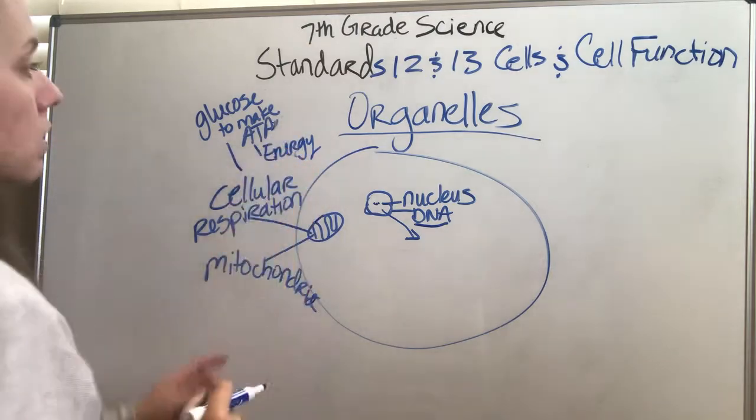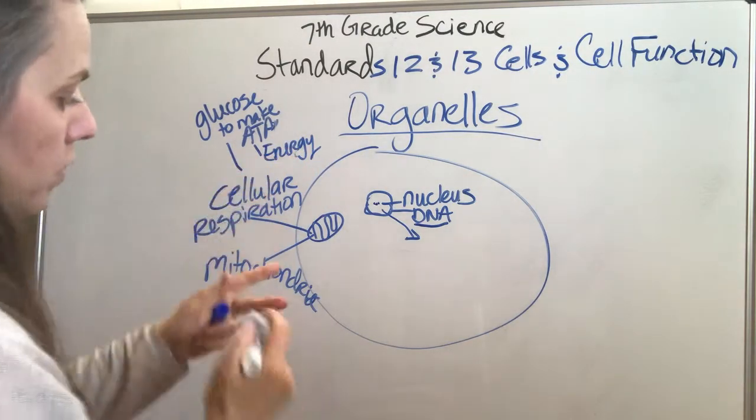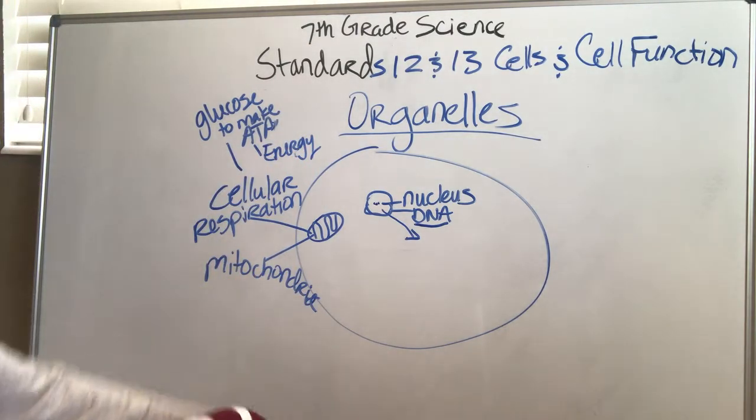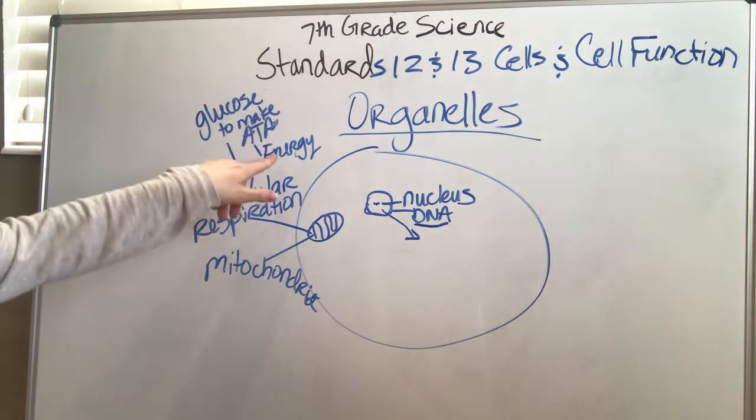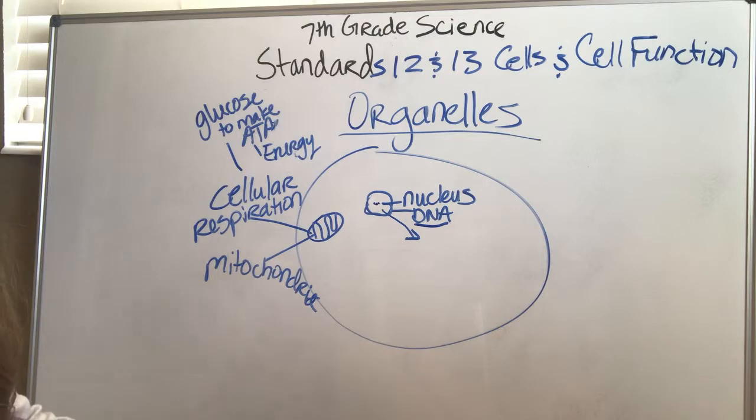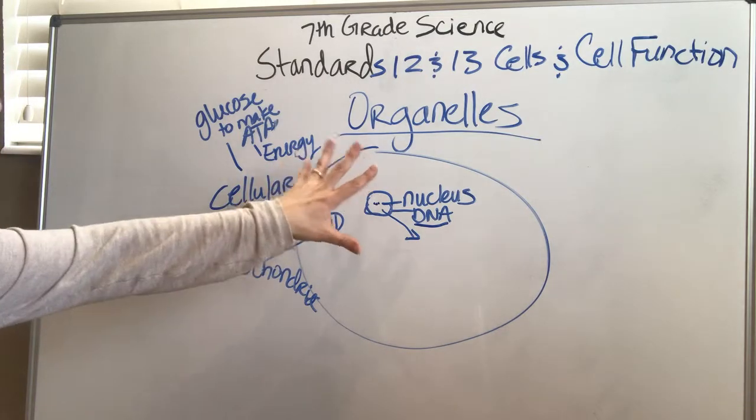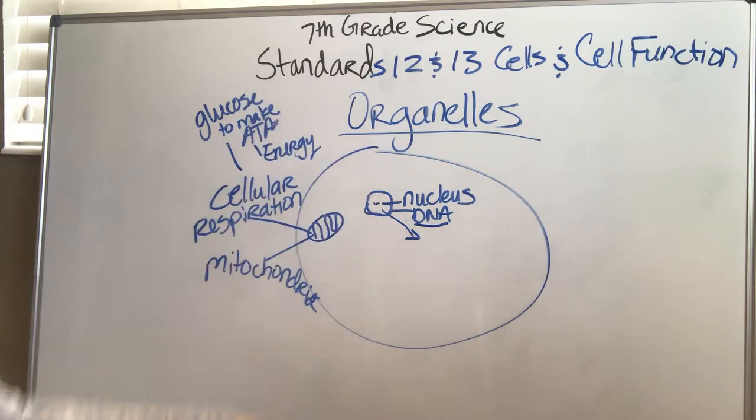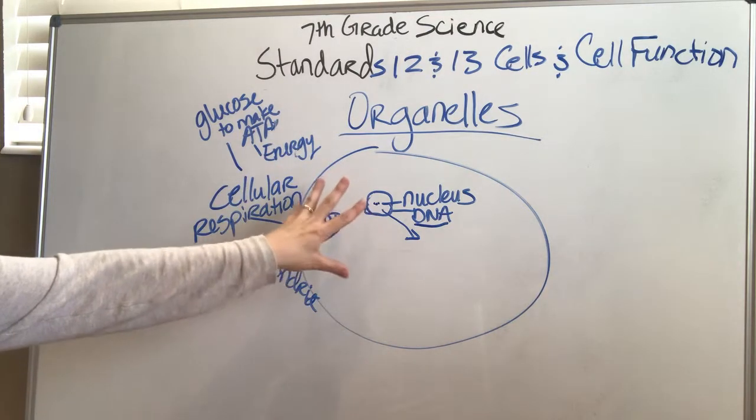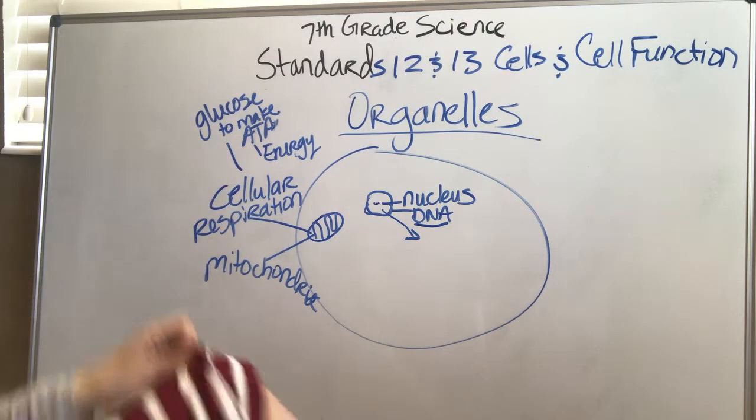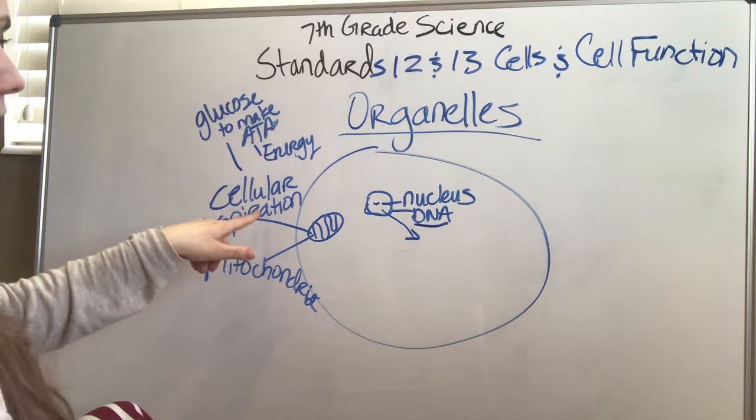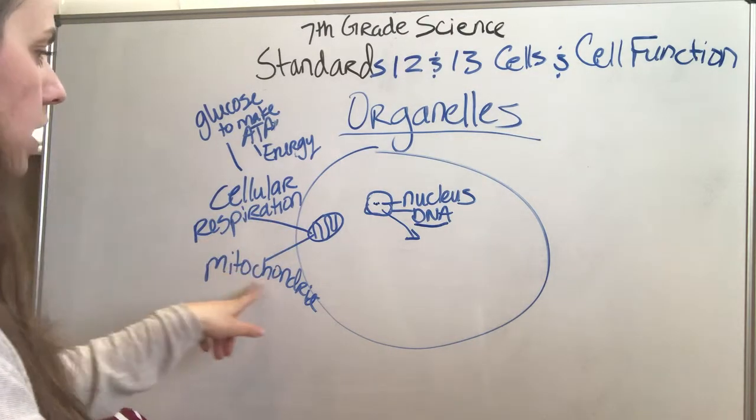So remember Newton's laws of motion? The first one, an object remains at rest unless acted upon by a force. So if you don't have any energy, you're not going anywhere. And so any functions, anything that happens in the cell, which basically is what happens in the body, it happens in the cell, it has to be fueled by ATP. And that ATP is created in cellular respiration in the mitochondria.